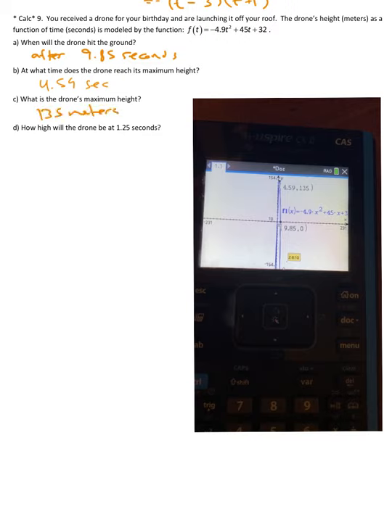And then how high will the drone be at 1.25 seconds? That's where we could do graph trace, or we can type in our calculator negative 4.9 times 1.25 squared plus 45 times 1.25 plus 32. And you get 80.6 meters.